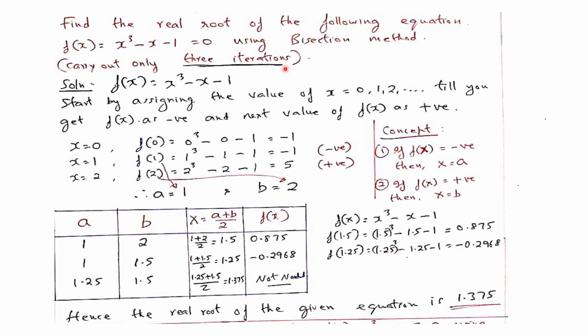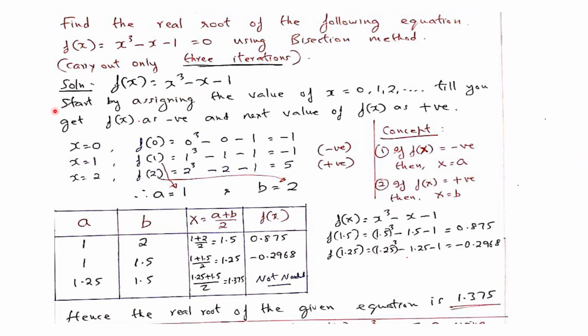This will save a lot of time. Sometimes they may ask for 3 iterations, sometimes they may ask for 4 iterations. Accordingly, you have to solve the problem. So first write the given equation, that is f of x is equal to x cube minus x minus 1 equal to 0. You don't have to write here.